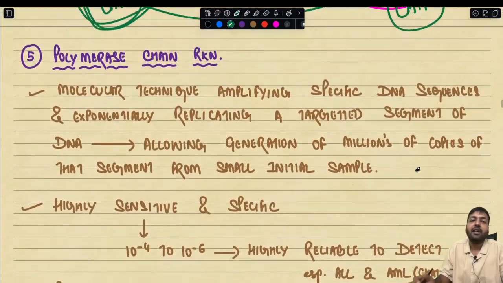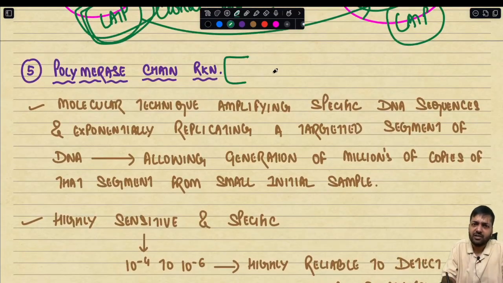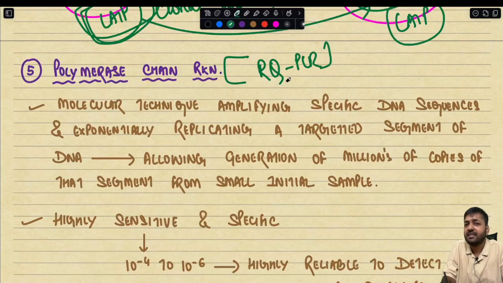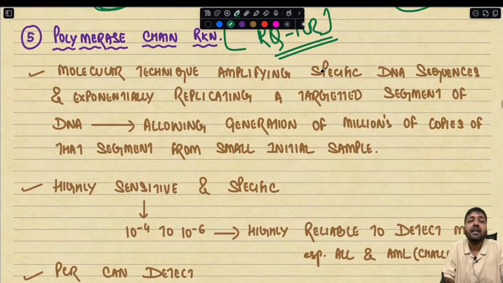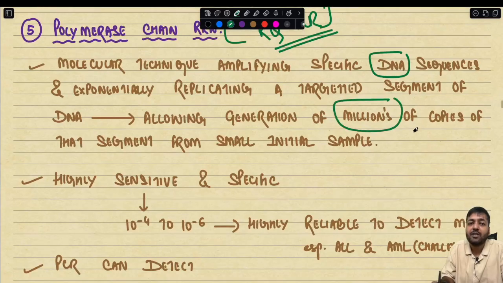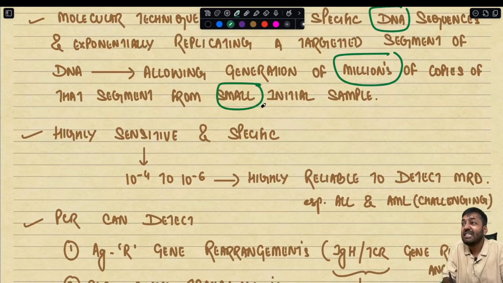The fifth important technique, very widely used, is polymerase chain reaction, and in today's age most commonly you are using the quantitative PCR, that is the real-time quantitative PCR. Real-time PCR is classically used today. It is a molecular technique amplifying a specific DNA sequence and exponentially replicating a targeted segment of DNA, allowing generation of millions of copies of that segment from a small initial sample.